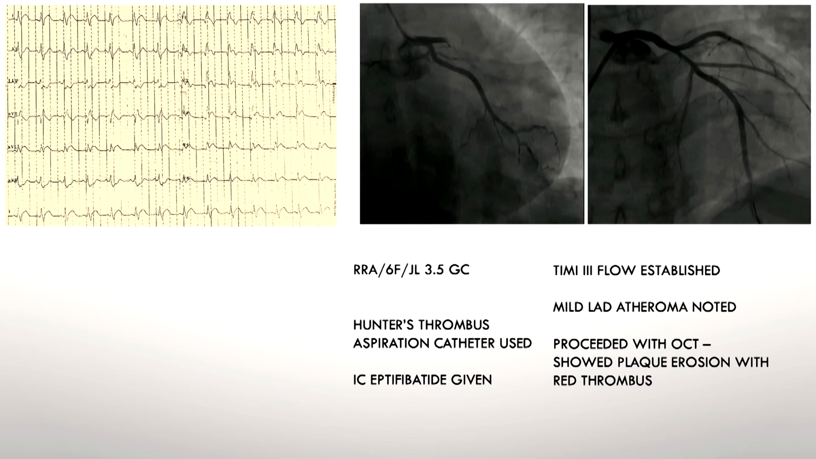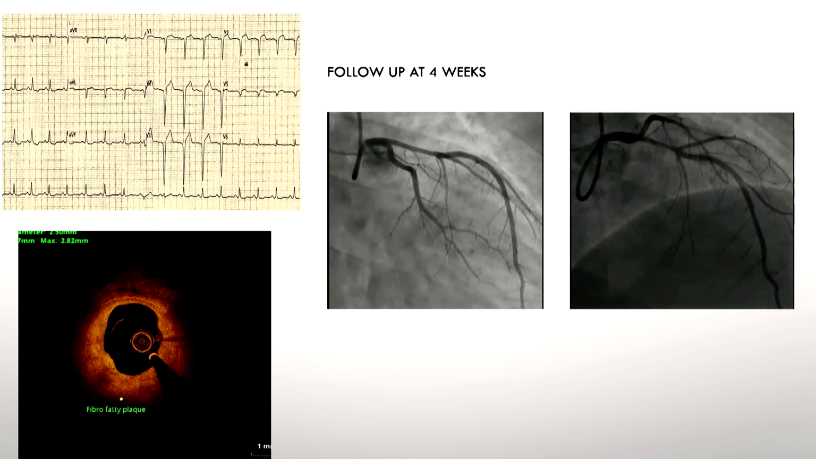The OCT here showed some red thrombus, but the luminal area was not so bad. It's around 4 mm square. So we decided to leave him with medical management. We also discharged him with triple therapy. This is the initial ECG presentation, along with the red thrombus. And then after 4 weeks, we did a check angio. The ST settled. And this is the post-OCT at 4 weeks follow-up.